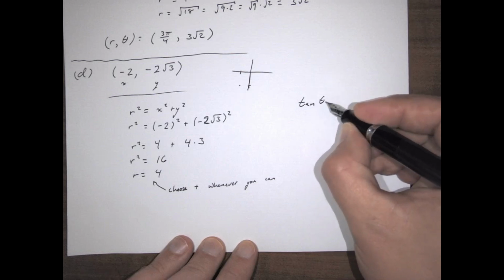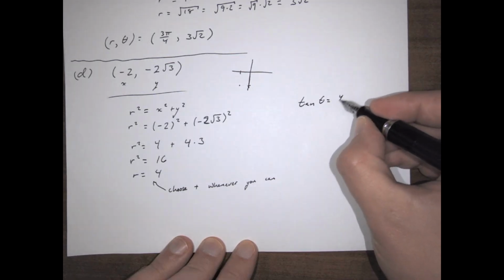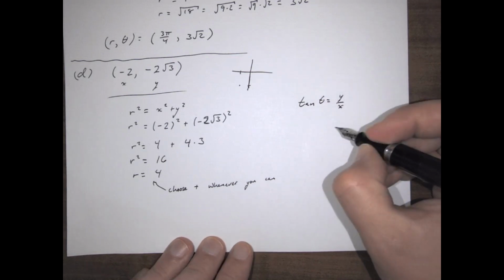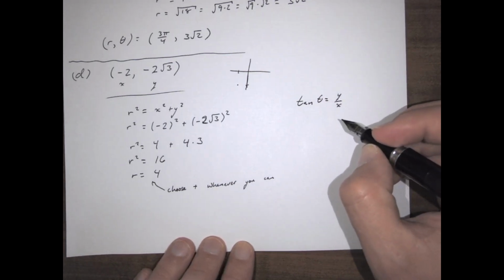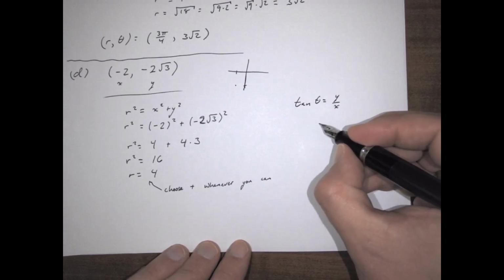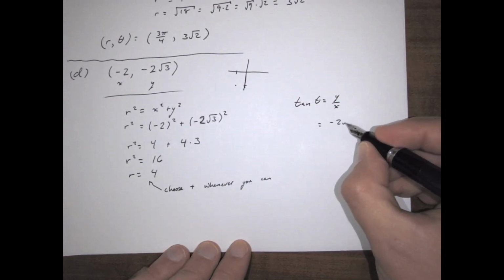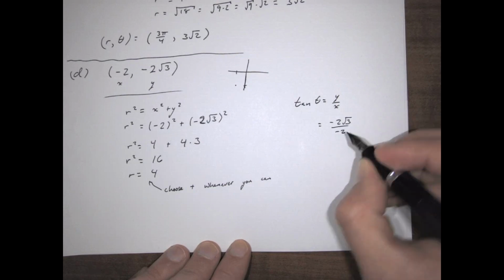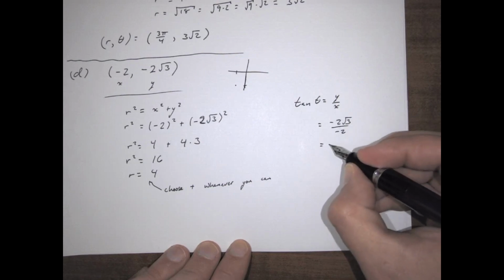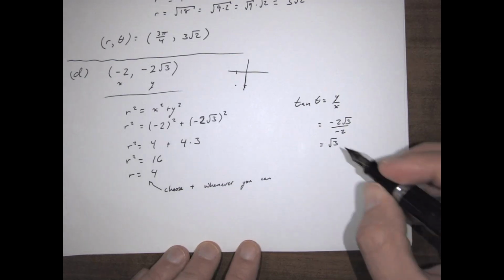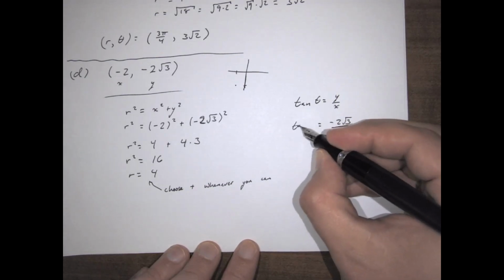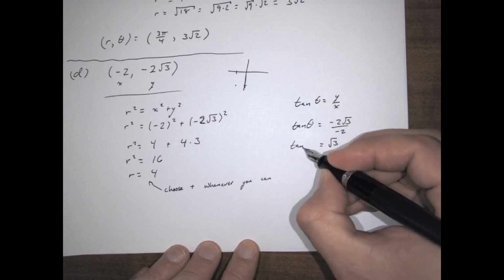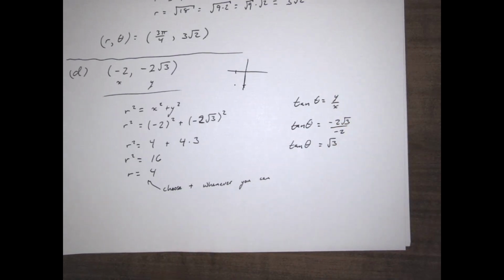Now, tangent theta is equal to y over x. So for the first time, we have to actually earn our theta. Before, we were just able to look at it and determine it. So let's think about what the y and the x would be here. Negative 2 root 3 over negative 2, those are going to cancel, and that's just going to equal root 3. So this is a known value of tangent. We know that this means the steep slope version of the 30-60-90 triangle.